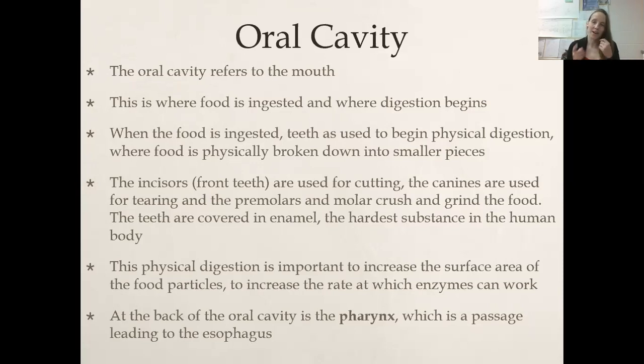This is also where chemical digestion happens as well. We'll talk about that when we get to the salivary glands. At the very back of the oral cavity, you have something called the pharynx. This is where essentially your windpipe and your esophagus both come up and open into the back of the mouth. So it's right above where those 2 tubes kind of separate.